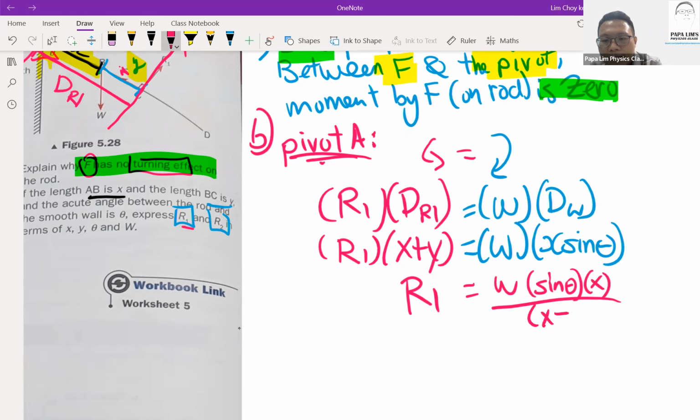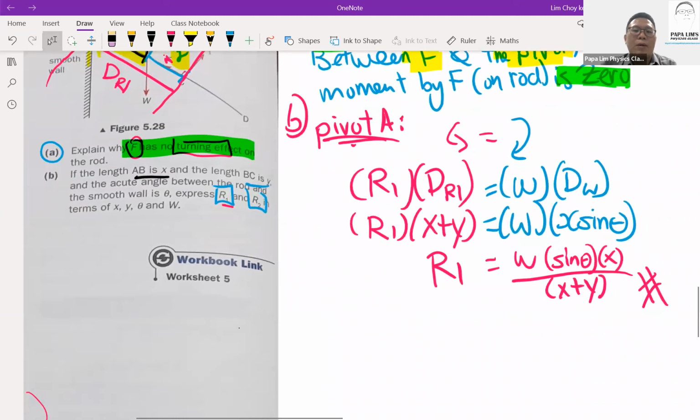Divide by x plus y. Okay, so this is R1 in terms of W, theta, and x and y. So this is the first step to getting R1.